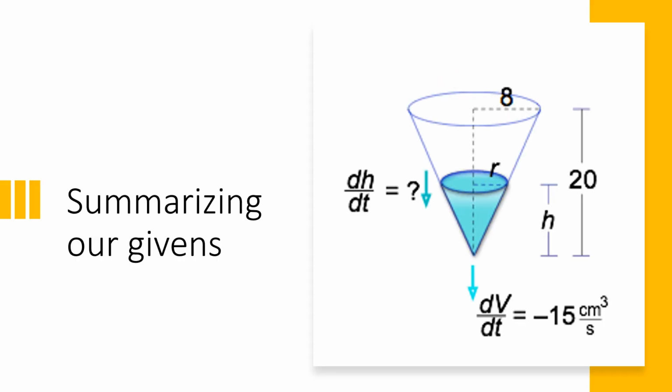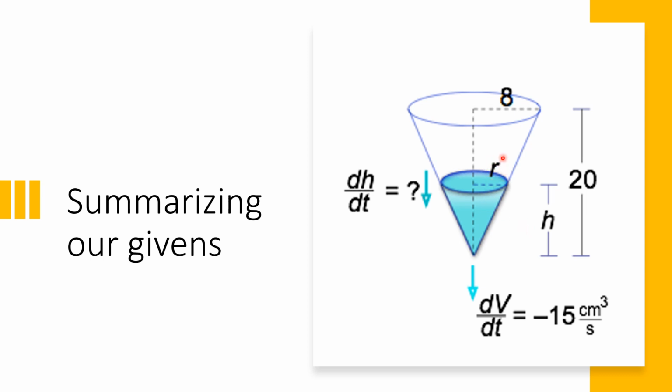Alright, so let's summarize our given information into our picture. The height of the cone is 20 centimeters. The radius of the cone is 8 centimeters. The blue here is my water. At any given random point, the height of the water is denoted by h. This will change over time. Since water is leaving the cone at a rate of 15 cubic centimeters per second, hence the negative, the height will be decreasing over time. Originally it starts out at a height of 20. Eventually it will reach a height of 10, a height of 5, etc. So this is a variable with respect to time.